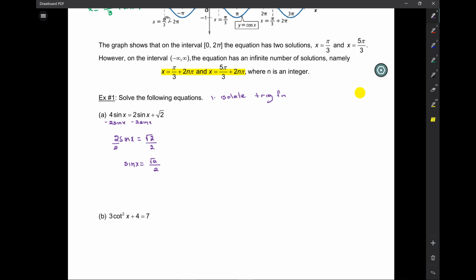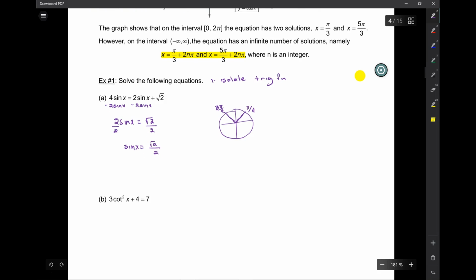That's like 1 over root 2. So where is that? 45 degrees. Right. So at pi over 4, and where else? 3 pi over 4 here. Okay? So now x is equal to pi over 4 plus 2n pi, and 3 pi over 4 plus 2n pi. Okay?